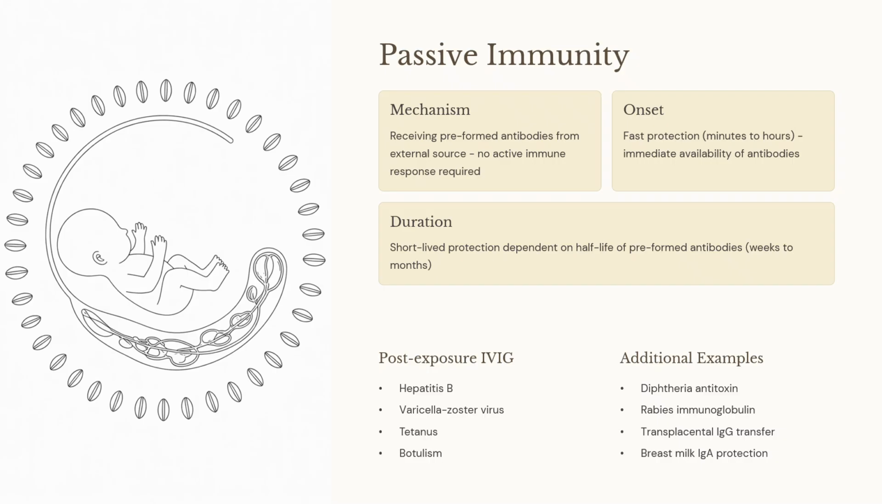In addition, rabies immunoglobulin, transplacental IgG transfer, breast milk where the IgA from the mother is being transferred to the baby, and diphtheria antitoxin. All these are helpful examples of passive immunity.